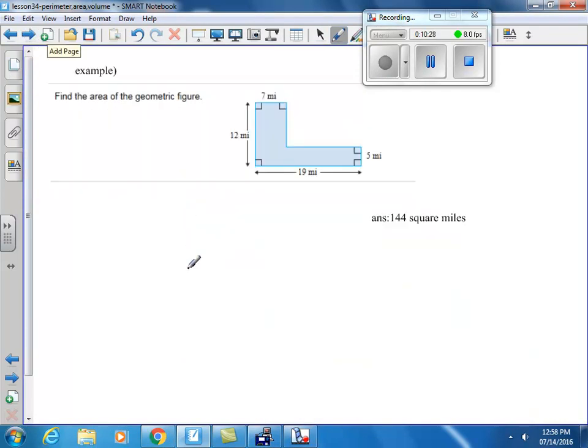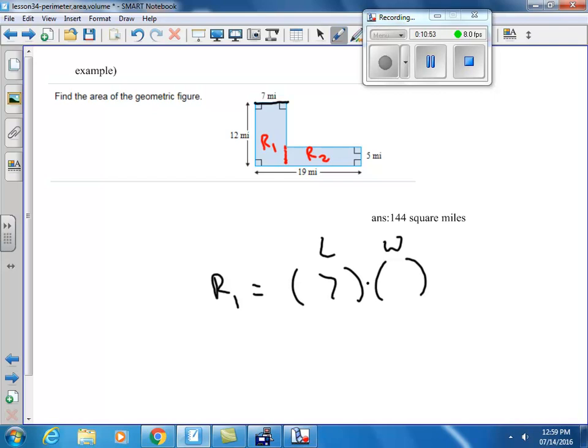Let's find the area of this figure. Now, style-wise, you may want to chop it. What I'm getting at is chop it into rectangle 1 and rectangle 2. That's what I'm going to do. So to get the area of rectangle 1, I take its length times its width. Well, its length is 7, and its width is 12. Now I'm going to take a look at rectangle 2. So you chop it into the two different rectangles and then add their areas together.